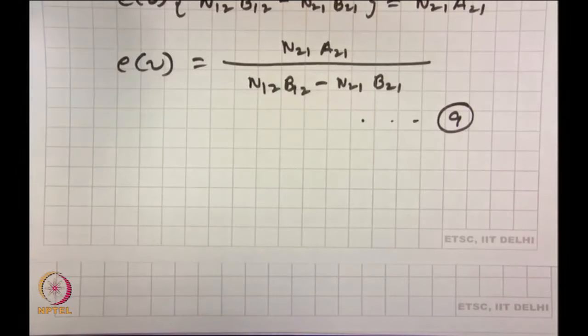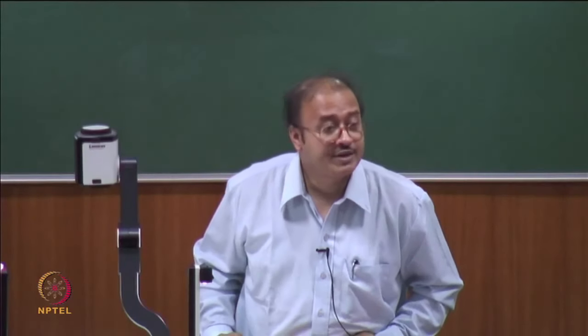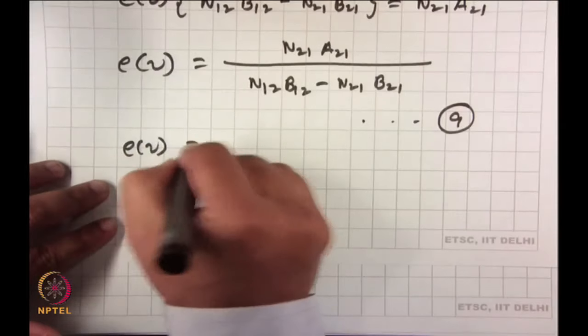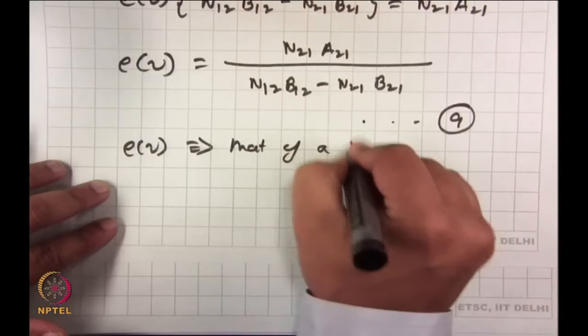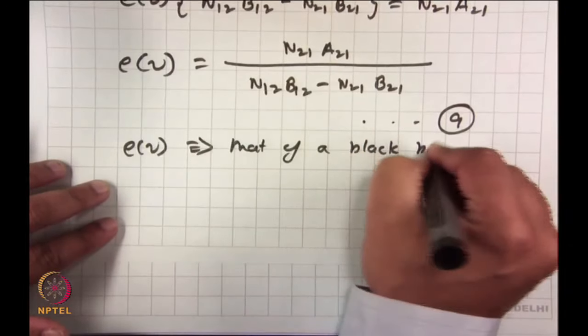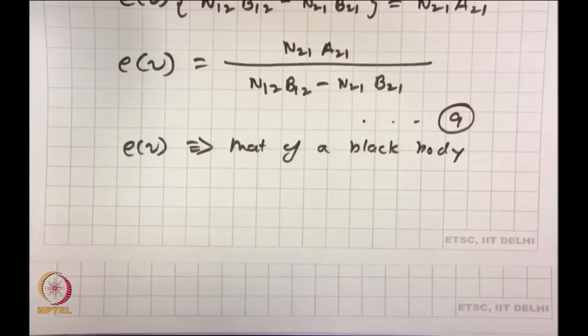Now, please remember the assumption we had started with was that rho nu is that of a black body. Okay. If rho nu is that of a black body, then what we can now do is we already have an expression for rho nu from Planck's hypothesis. So, we just use that expression for rho nu.